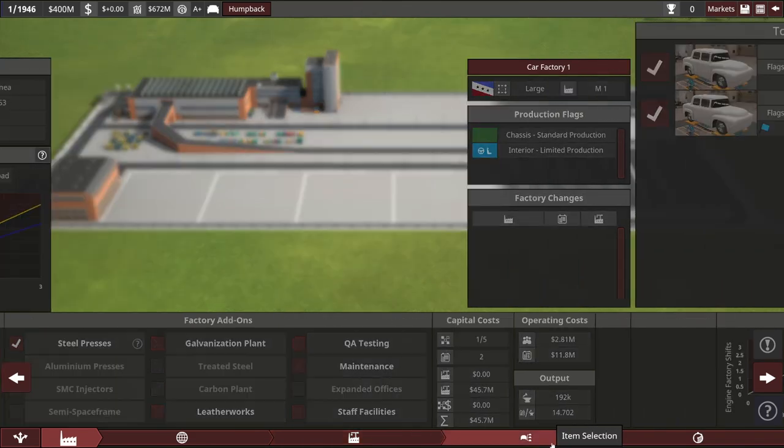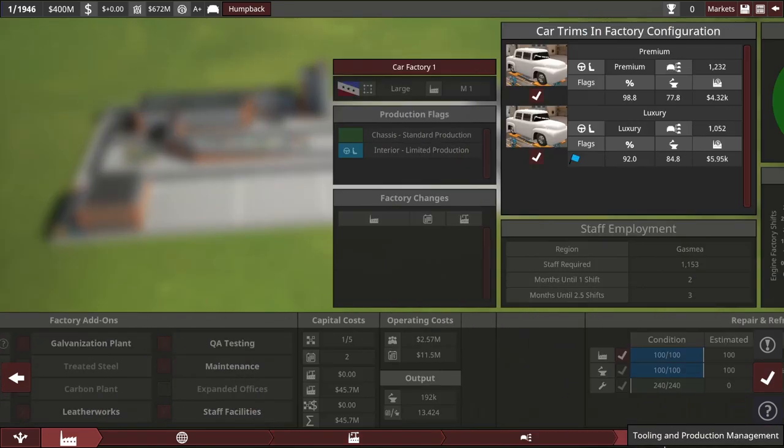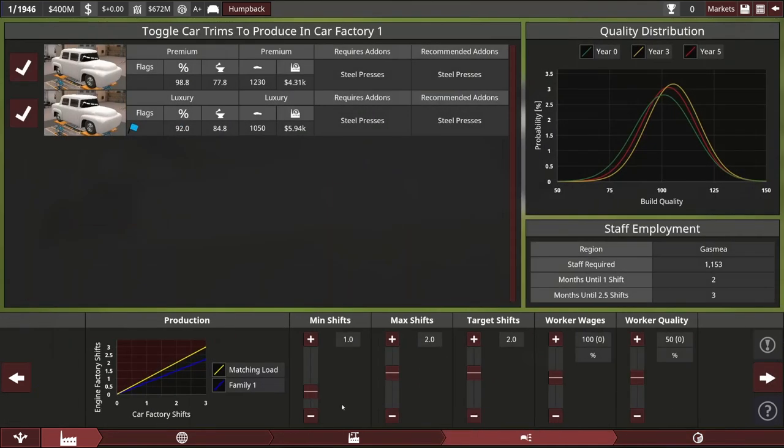I'm going to leave this right at medium one. Maximum shifts. We don't want to run the factory to three shifts. I'm setting this to two shifts. If you run your factory for three shifts, that means it's running day and night. That's 24 hours a day. And I don't want that to happen. It causes penalties to the amount of tooling damage. So when you go to repair your factory, it's going to cost a lot of money. And minimum shifts, we'll leave this at one.